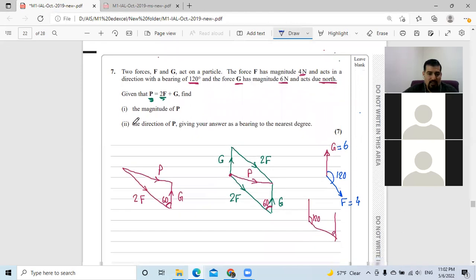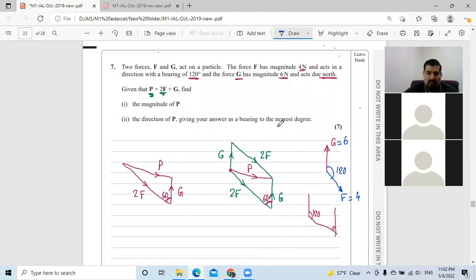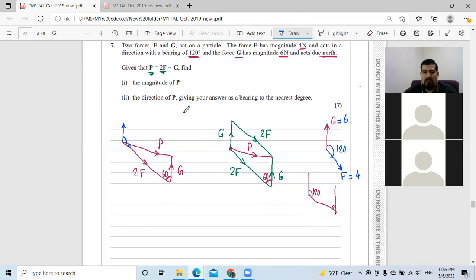Find the magnitude of P and the direction of P, giving your answer as a bearing to the nearest degree. Now we know that P starts from here, so this is the north direction. We have to find this angle, for example, and subtract it from the 120. You can do part I or part II first, it doesn't matter which order. But we have to know that for this triangle here, we can use the cosine rule.